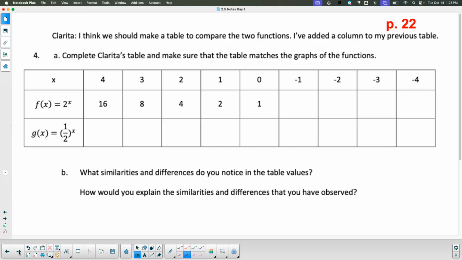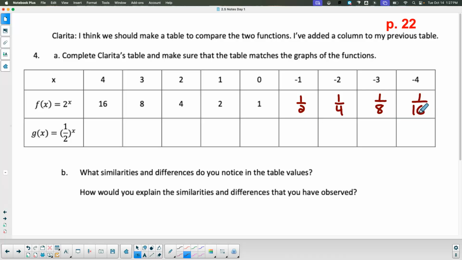Clarita: I think we should make a table to compare the two functions. I've added a column. Actually, what she did is she added a row. Rows are left and right. Columns are up and down. She added a row to her previous table. So now it's completed. We did this one before, right? We were dividing by 2, and then we said this was 1/2, and then this was 1/4, and then this was 1/8, and then this was 1/16. We did that one before.